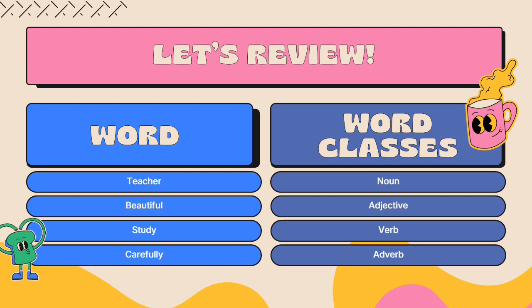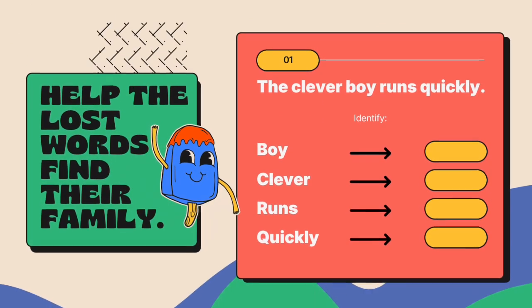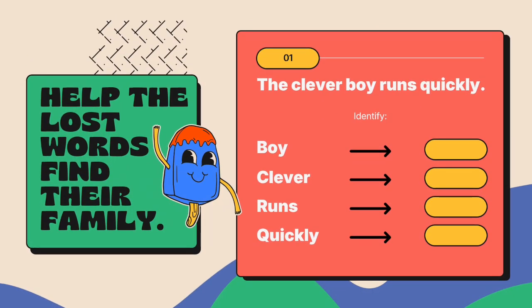And now let's practice together. Please look at the first sentence. The clever boy runs quickly. Take a few seconds to identify the word classes. Okay, let's check the answers together.